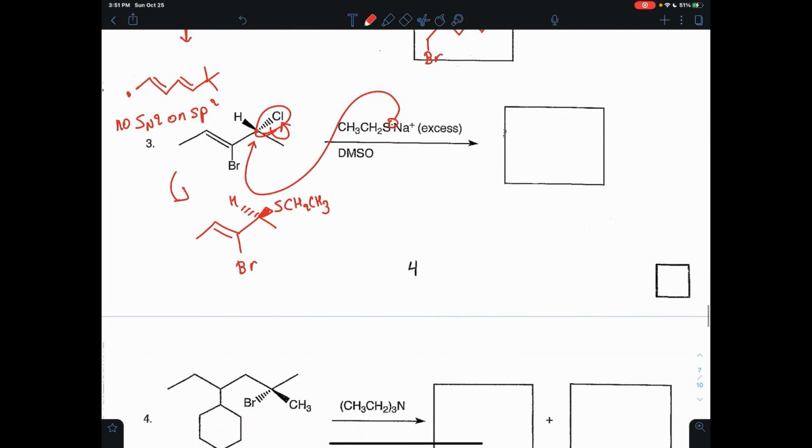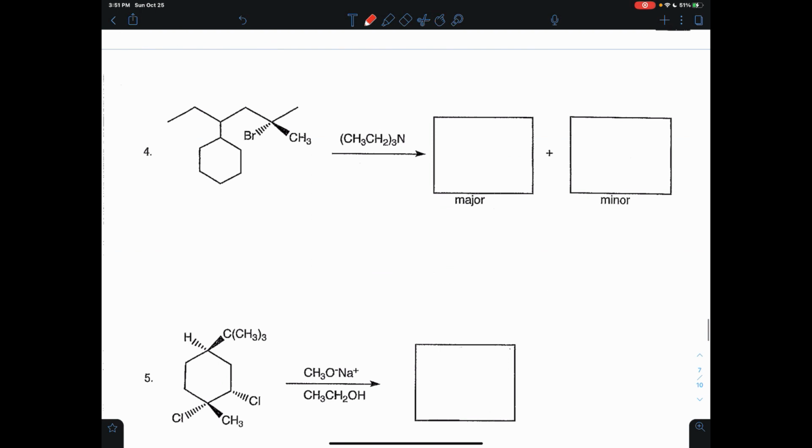Also, the other thing I will mention is the DMSO. Just remember, DMSO is an aprotic solvent. Aprotic solvent. Right. Alright, so now moving on.